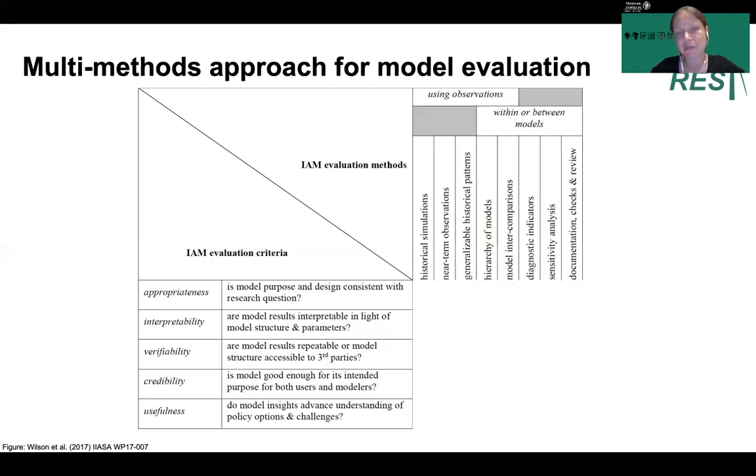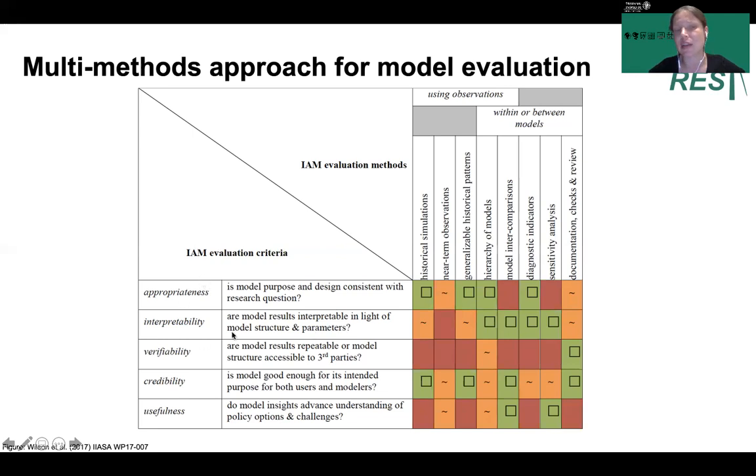to evaluate the models. So some of them are based on looking at the past observations like historical simulations and checking if the models match the historical generalizable patterns or so-called stylized facts. But there's also, of course, a lot that can be done by comparing the different models, like conducting model intercomparison projects or diagnostic indicators. And each of these methods has its strengths and weaknesses when it comes to these different evaluation criteria, meaning actually if we really want to have the most comprehensive evaluation of the models, we should combine these different methods where possible to ensure the validation.